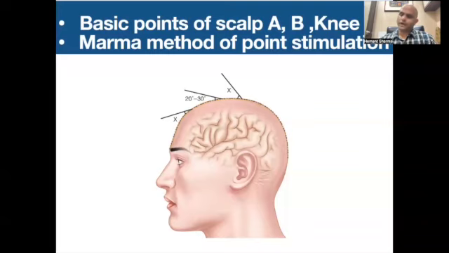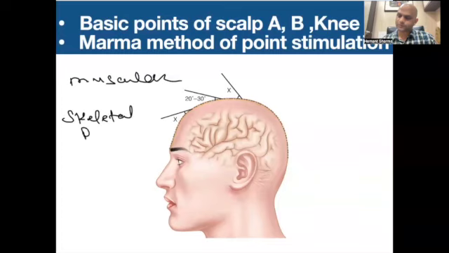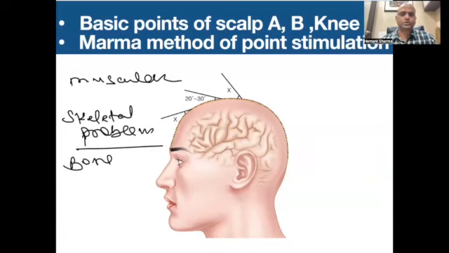The basic points are very good for muscular problems as well as skeletal problems. The meaning of skeletal problems, like the problem of the bone, problem of the joint, osteoarthritis, osteoporosis, the problem of the vertebrae, the neck pain, back pain, spine pain, any problem happening anywhere in the bone, that is called skeletal problem, and the muscles problem.